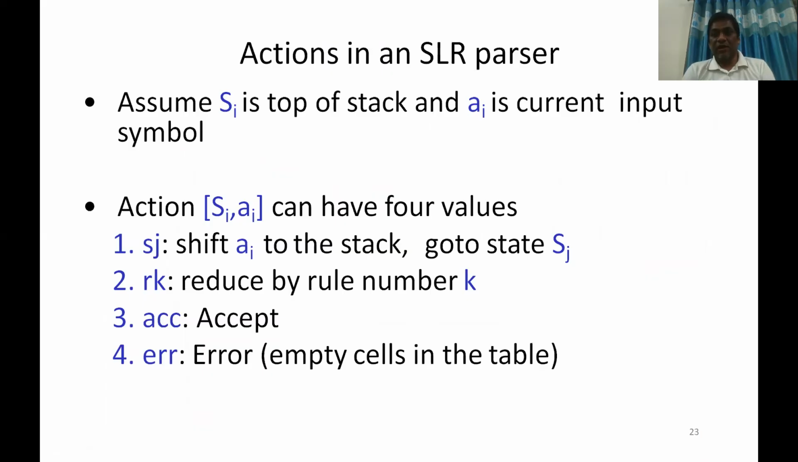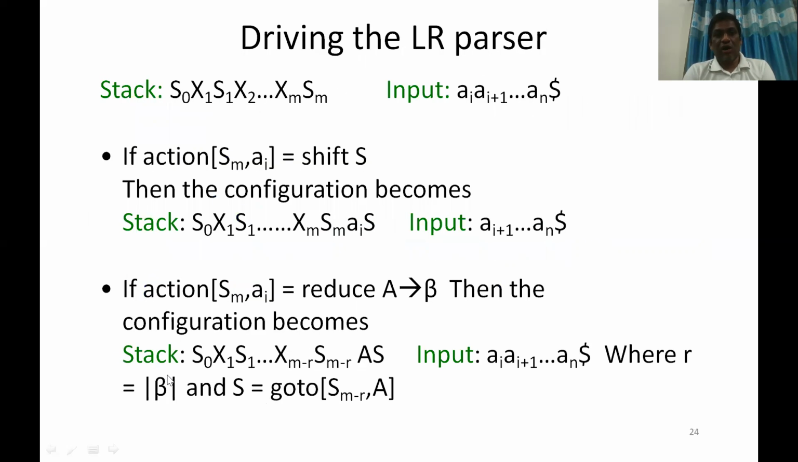And as I told you, there are 4 actions that will be performed by the SLR parser. One is the shift operation, a reduce operation, the accept operation, and the error operation. Assuming SI is the top of the stack and AI is the current input symbol, with this combination, one of these 4 operations will be performed. How is this performed? Let us understand this.